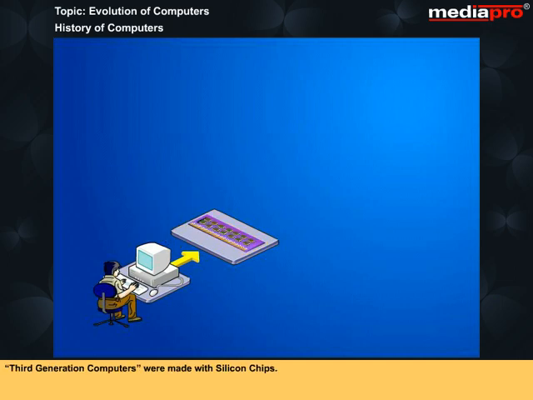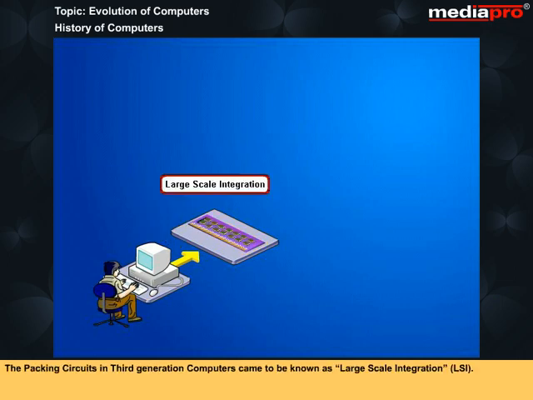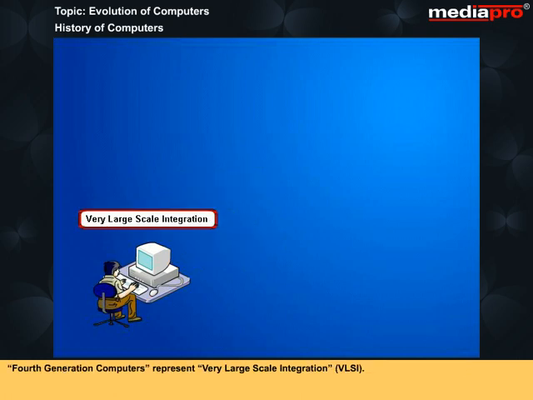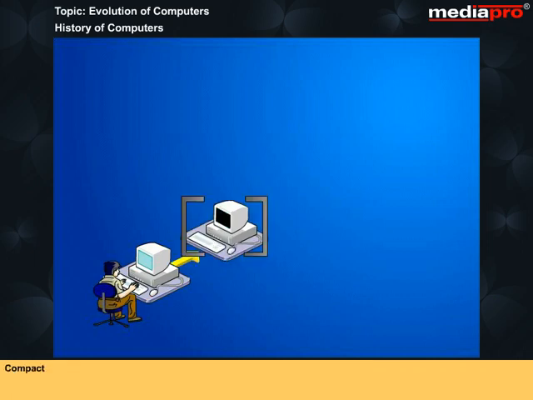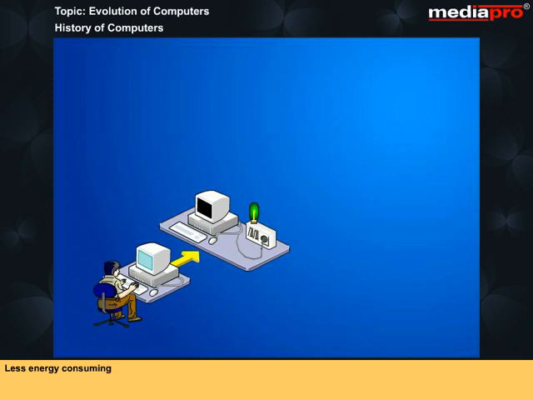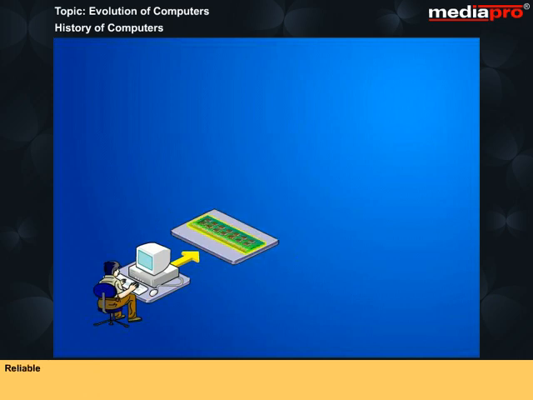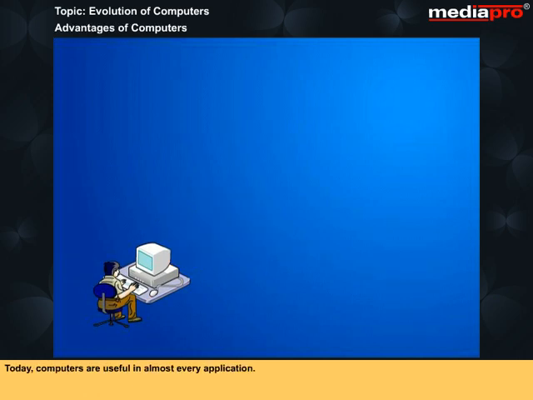Third-generation computers were made with silicon chips. The packing circuits in third-generation computers came to be known as large-scale integration, LSI. Fourth-generation computers represent very large-scale integration, VLSI. The progress from one generation to another is marked by computers, which are compact, less energy-consuming, faster, and reliable. Today, computers are useful in almost every application.